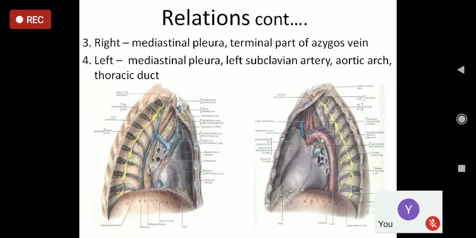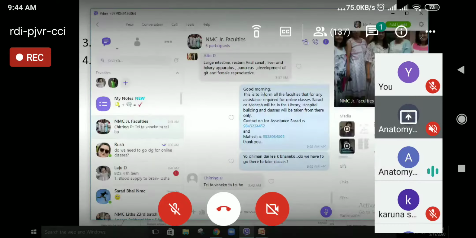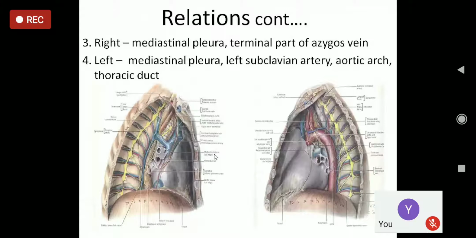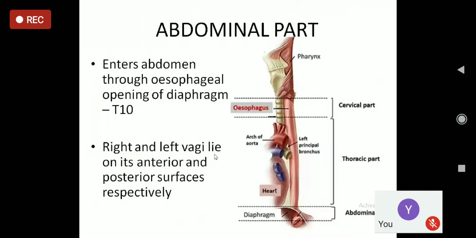Okay, are you clear about this relation? You go through this diagram present within your textbook, okay, and then try to remember the structures related on its anterior, posterior, right, and left side. Clear? Then we'll proceed forward.